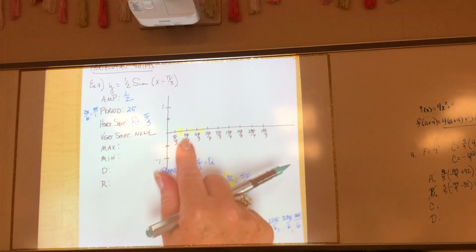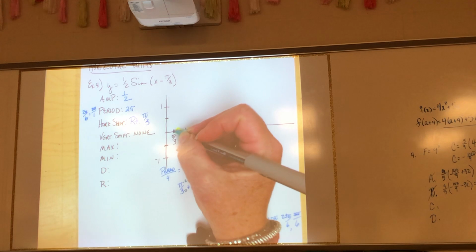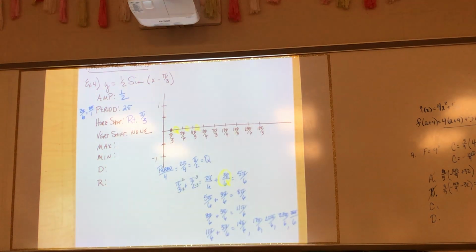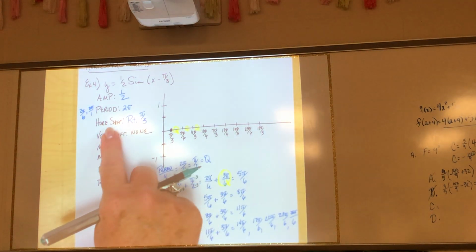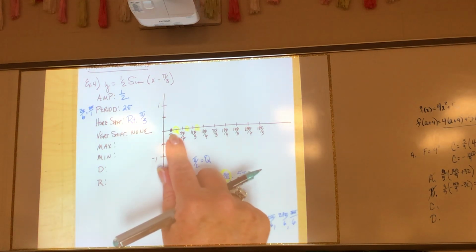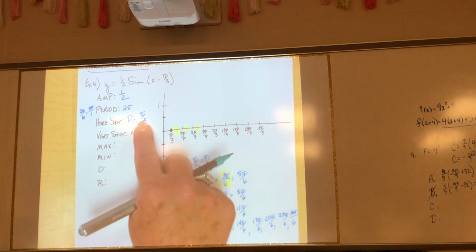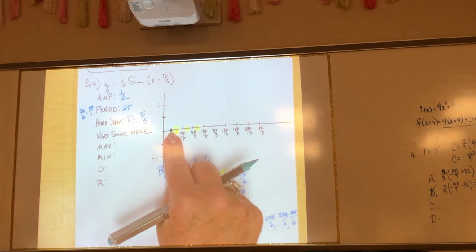So here's my middle, and it went right pi/3. So this is my first point. Why? Because you have a horizontal shift of right pi/3. That's my first point. What's gonna be the mistake? Kids are gonna put it right there. They're gonna forget about that horizontal shift.